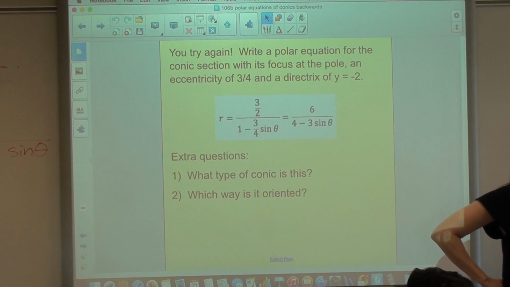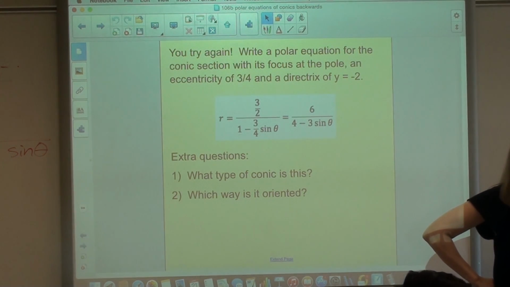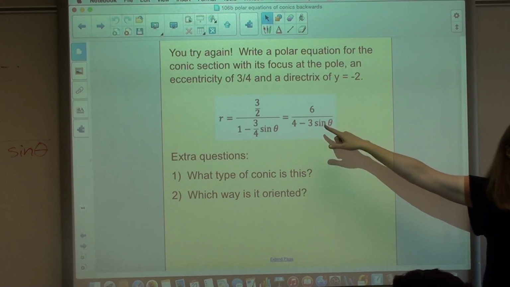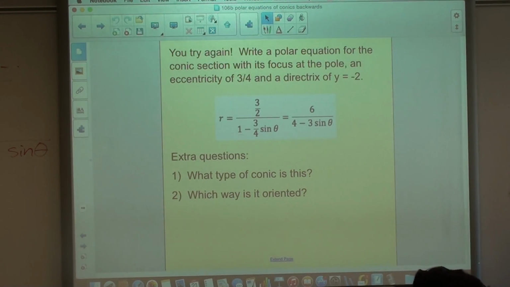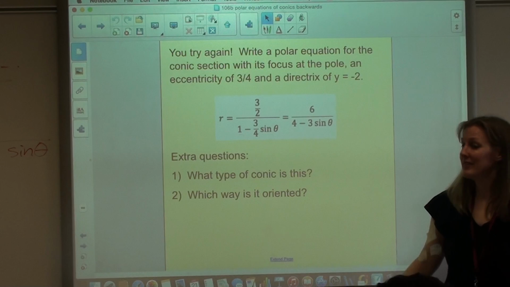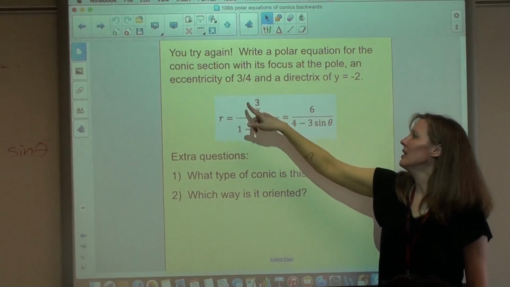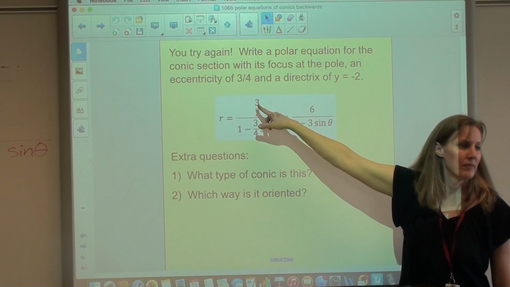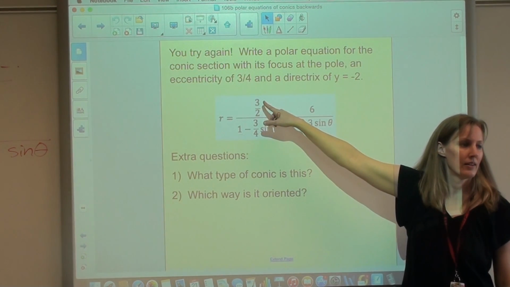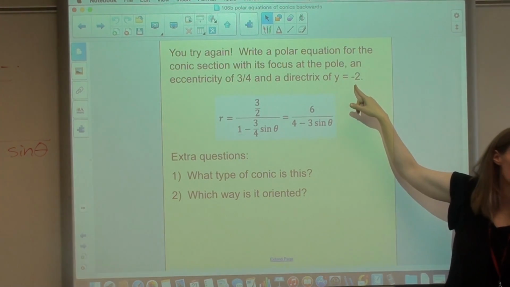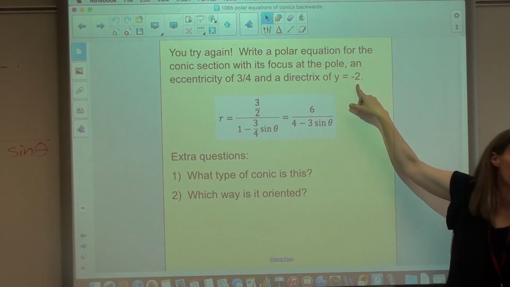Does that make sense? Everybody copy my work. I did copy your work. How is E equal? E is not 3/2. E is 3/4. This is E and D. D is the distance from the pole to the directrix, so it's always going to be this number.